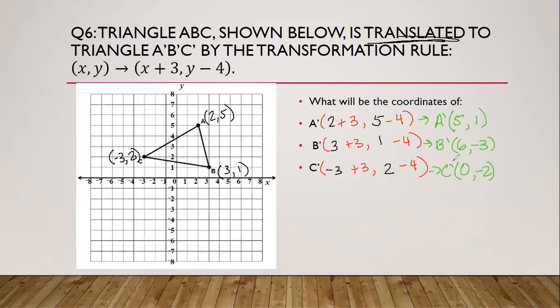So the coordinates of my translated triangle A prime, B prime, C prime are as follows: (5, 1), (6, -3), (0, -2). And I could plot those if I wanted to. So (5, 1), here's A prime; (6, -3), B prime; (0, -2), C prime. Don't mind the triangle shape. I can't draw well on this pad.